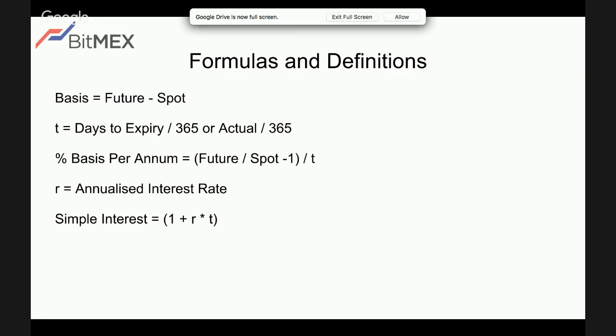Percentage basis per annum. Now this is probably the most important identity that we'll be talking about today. So this is the basis quoted in percentage terms on an annualized basis. R is our annualized interest rate, and we'll be using simple interest. So we will not be using continuous compounding interest. And as I've probably mentioned before, that is because when you actually deposit money at a bank, they only pay you once per day.